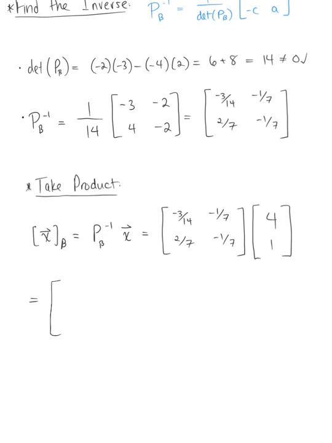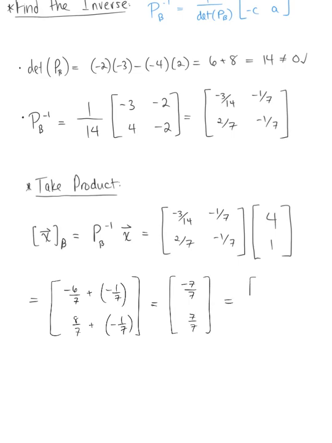So we have the first row multiplied by that column vector 4, 1, which leaves us with -6/7 plus -1/7. And then the second row times the column vector, we end up with 8/7 plus another -1/7. And we're lucky here, we have a common denominator. So in our first entry we have -7/7, and the second entry is +7/7, which leaves us with our beautiful final answer of -1, 1. So these are the coordinates of vector x relative to our basis B.